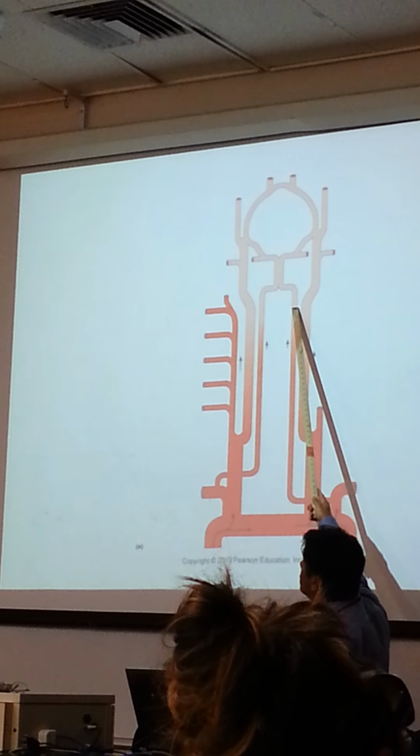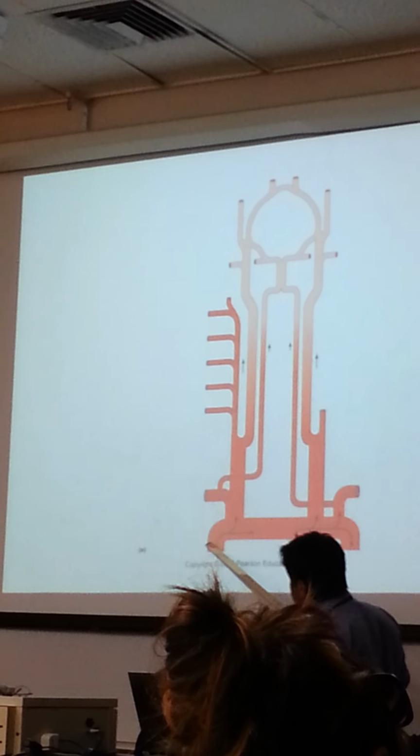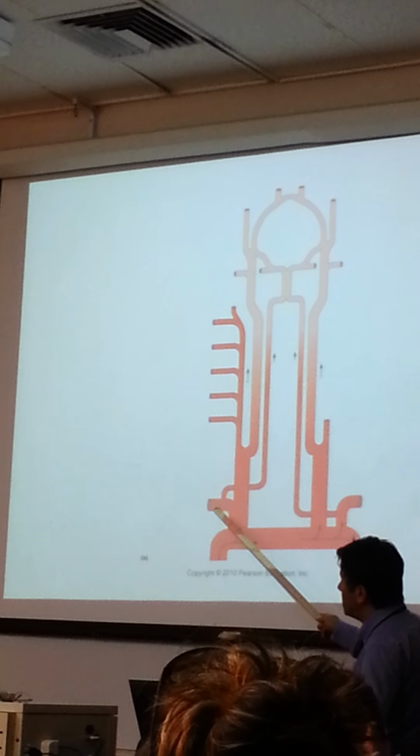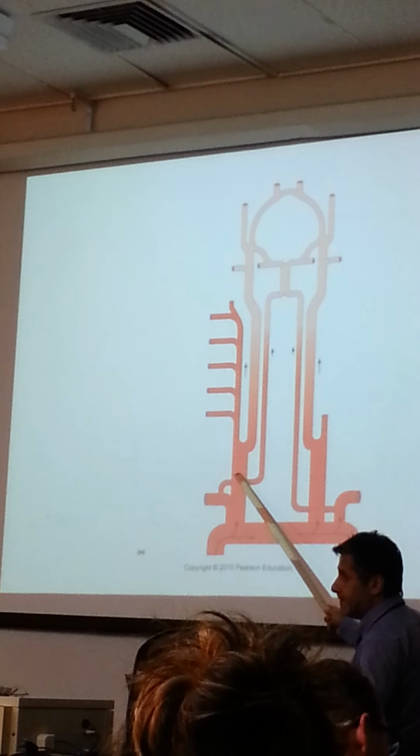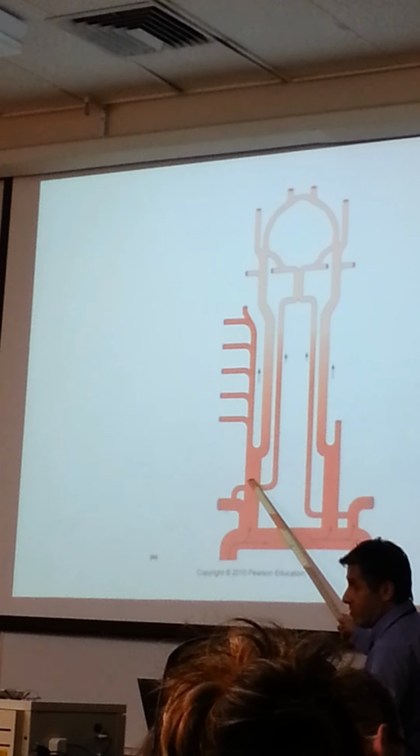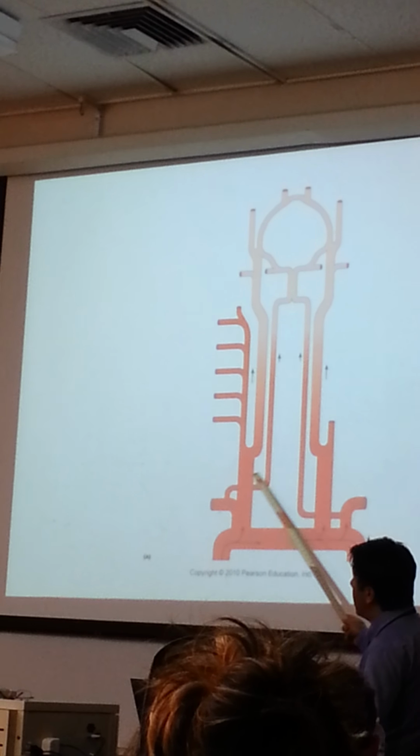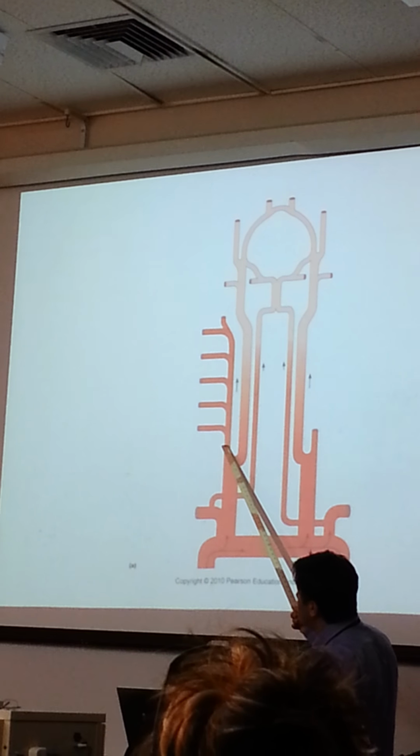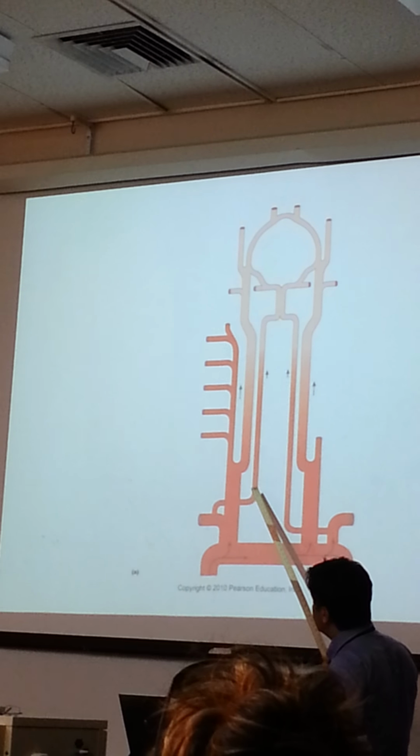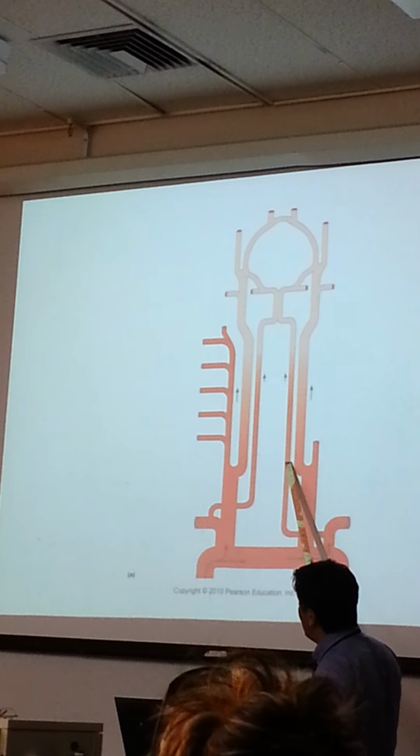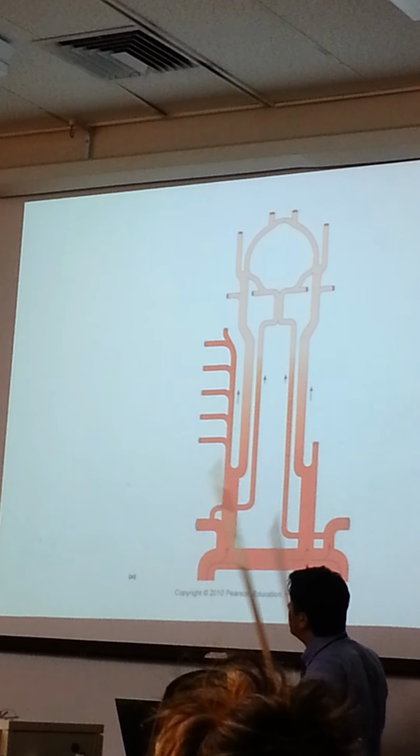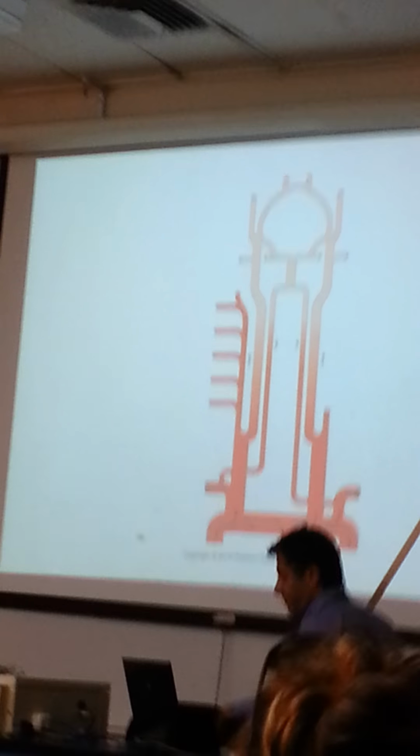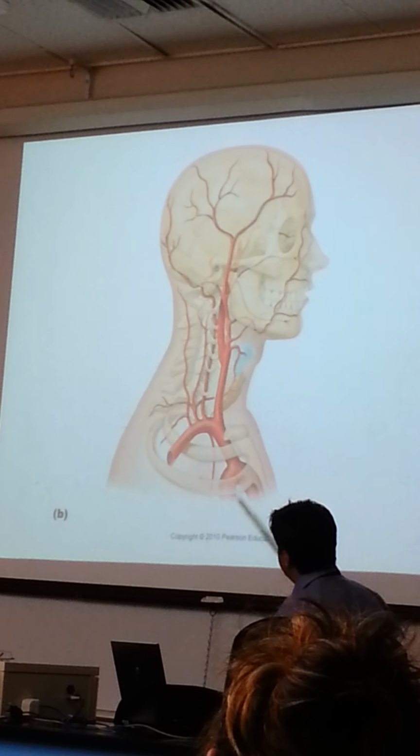And this is the circle of Willis. This is arch of aorta, brachiocephalic trunk, right subclavian and right common carotid. This is left common carotid, gives rise to external and internal carotid. These are the vertebral arteries which unite and form the basilar artery, and that top part is the circle of Willis.